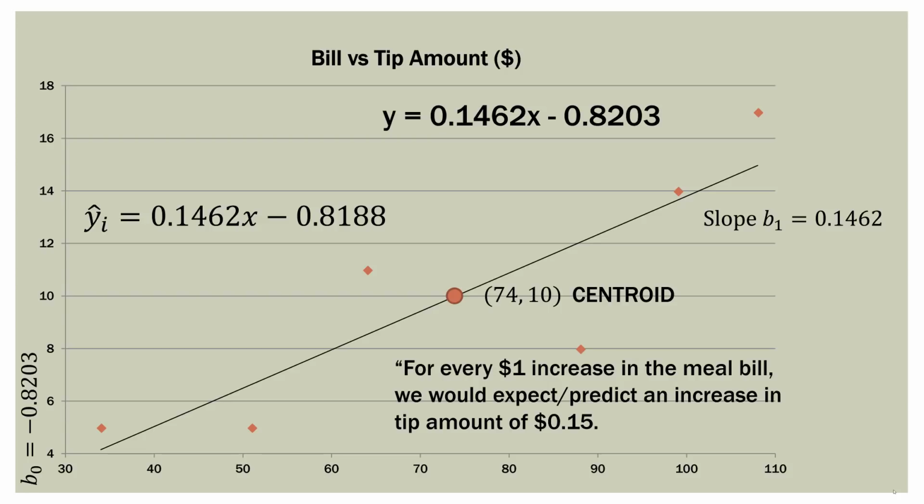And we interpret this as meaning for every $1 increase in the meal bill, we would expect or predict an increase in the tip amount of 0.15. That's basically how we would interpret this. Now remember that when we really want to fully understand regression, this is a very simplistic explanation of what we get, but that's kind of what we're getting at, okay?